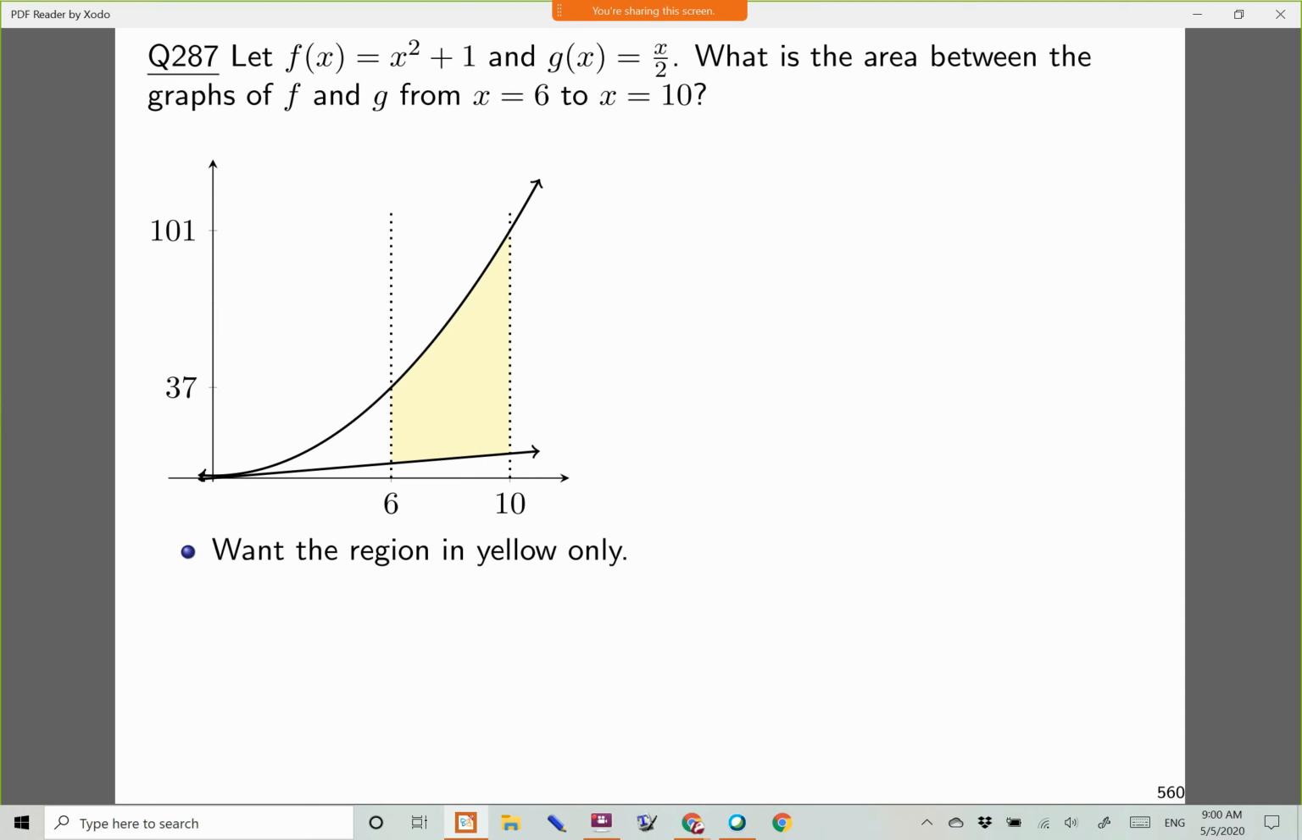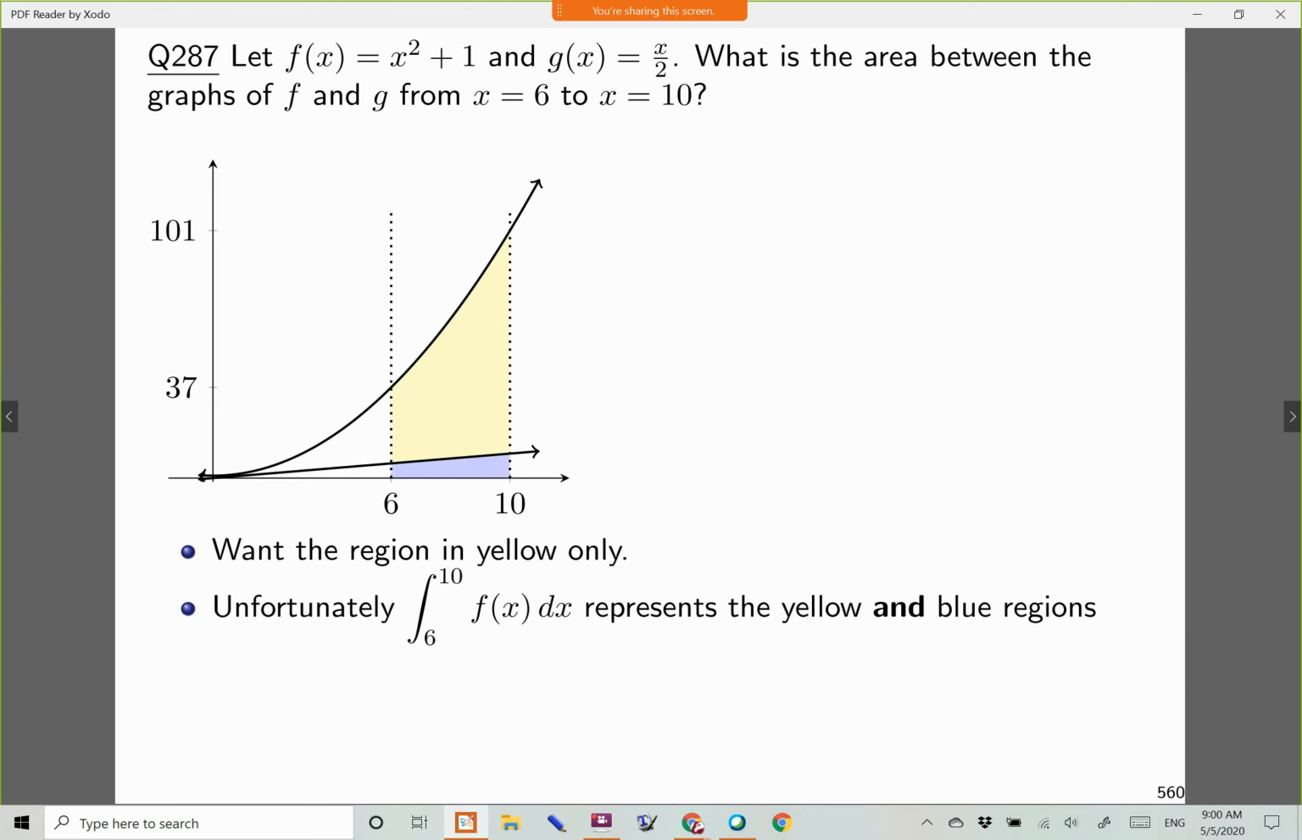Now here's the thing. There's this graph f, the parabola. Here's the graph g, and we want the region that's in yellow only. And if we set up the integral of f from 6 to 10, so there's f again, if you set the integral from 6 to 10 of f of x dx, you get the area under the curve. So you get the part that's in yellow and the part that's in blue. We get not just the yellow region that we want, we also get this blue region that we don't want.